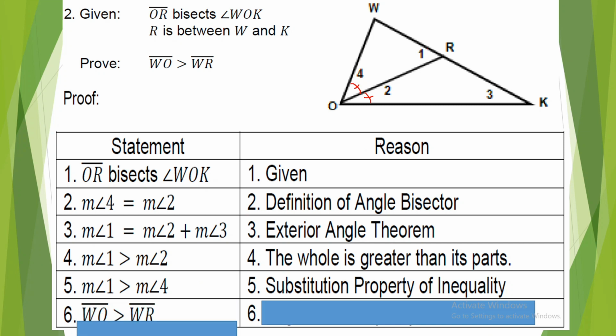So now we can prove that segment WO is greater than segment WR. And that is based on what inequality theorem?